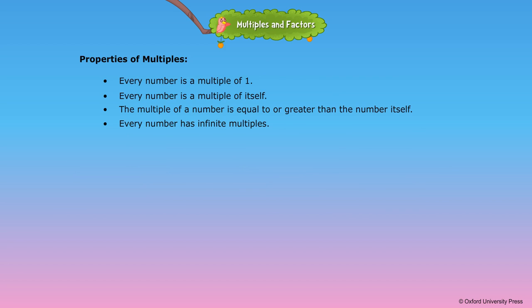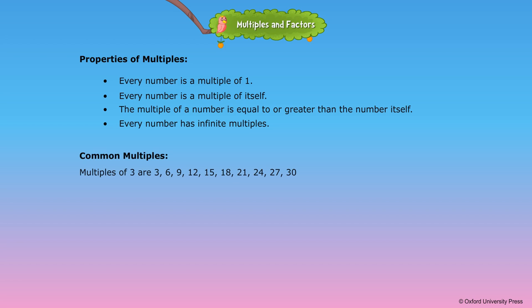Properties of multiples. Every number is a multiple of 1. Every number is a multiple of itself. The multiple of a number is equal to or greater than the number itself. Every number has infinite multiples.